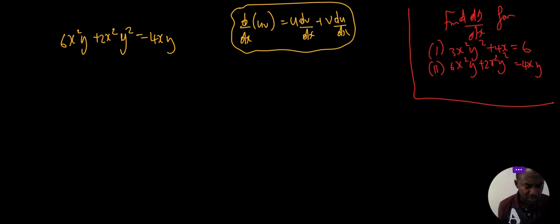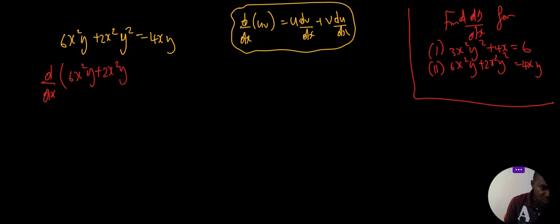Again, each term in the equation is basically a product. So we'll have to apply the product rule to each term essentially. Of course, we're going to differentiate both sides with respect to x. So we can say that d by dx of the left hand side, which is 6x squared y plus 2x squared y squared, is equal to d by dx of 4xy. Right? That is what we're basically doing there.